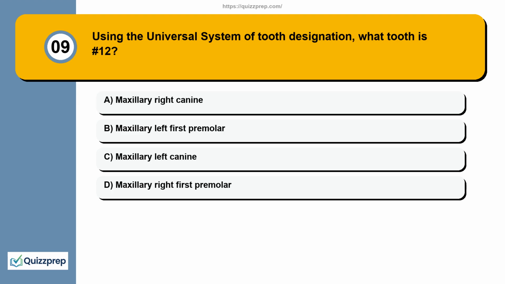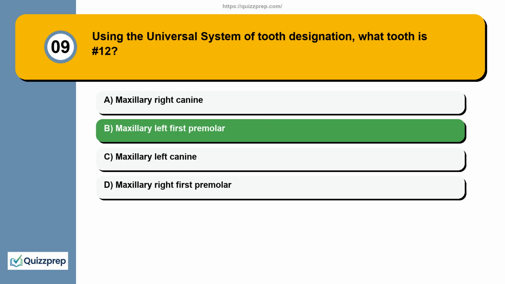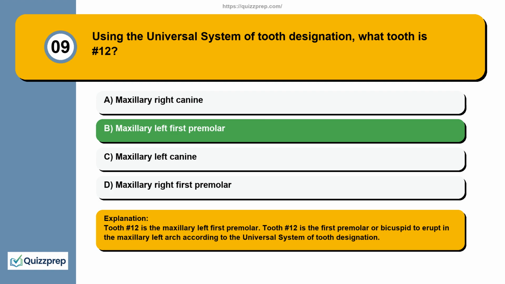Question 9. Using the universal system of tooth designation, what tooth is number 12? Maxillary right canine, maxillary left first premolar, maxillary left canine, maxillary right first premolar. Tooth number 12 is the maxillary left first premolar. Tooth number 12 is the first premolar or bicuspid to erupt in the maxillary left arch according to the universal system of tooth designation.